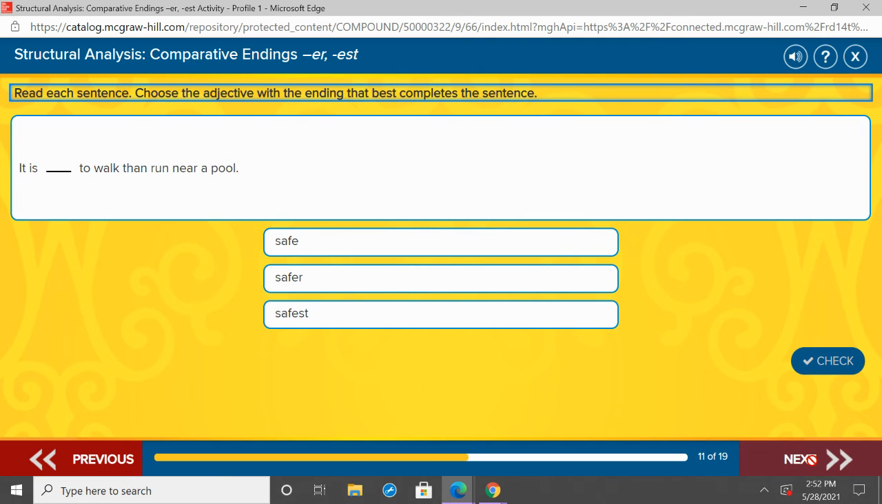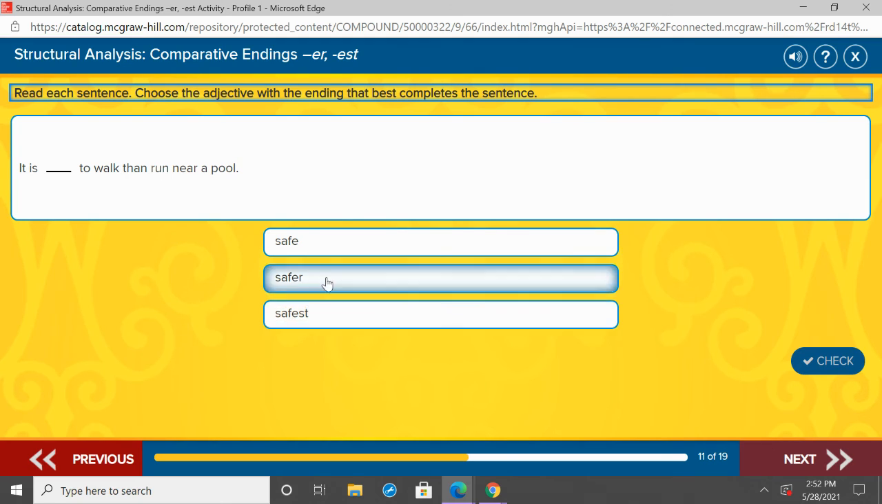Fantastic. It is blank to walk, then run near a pool. The word is safe. So do we want safe, safer, or safest? I want you to go ahead and point to the answer. If you need to pause me while you figure it out, please do.